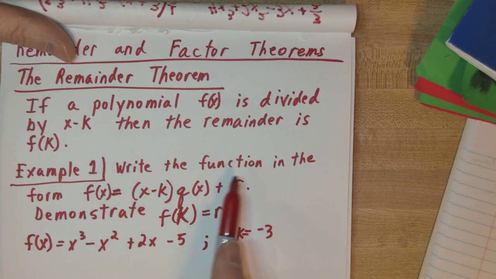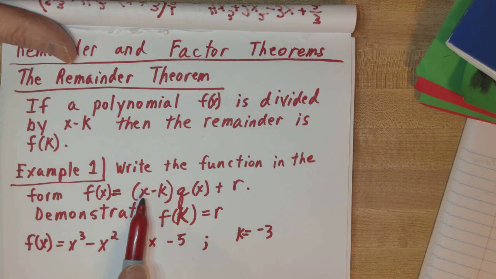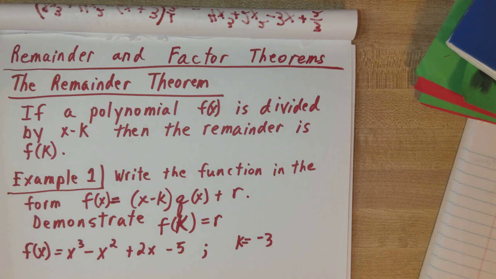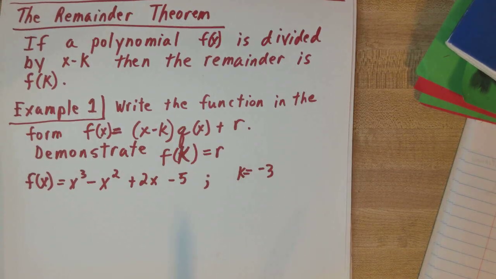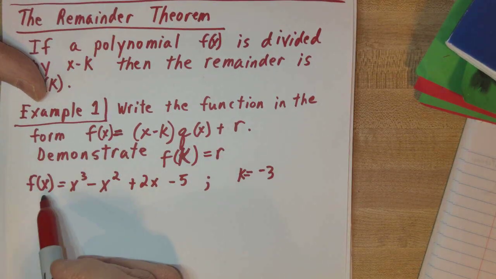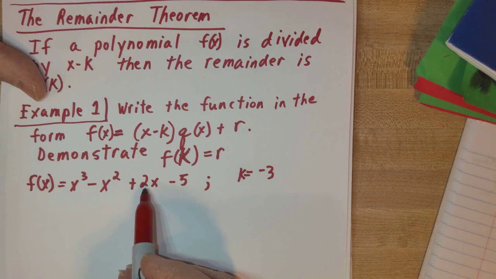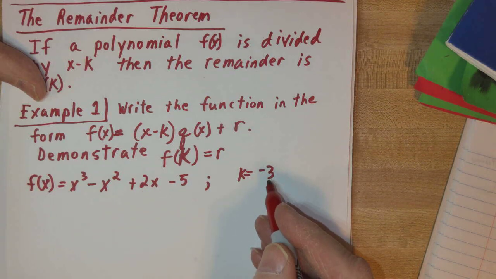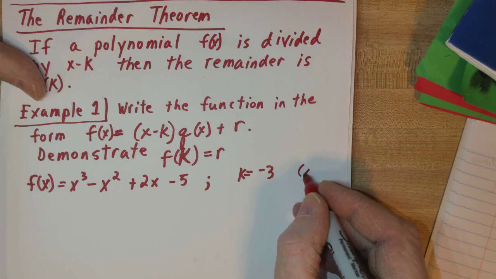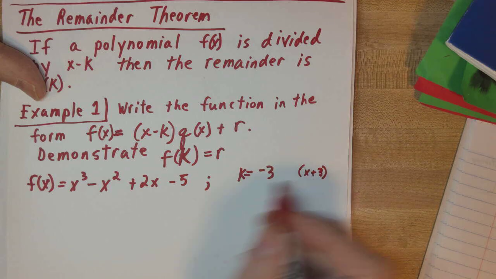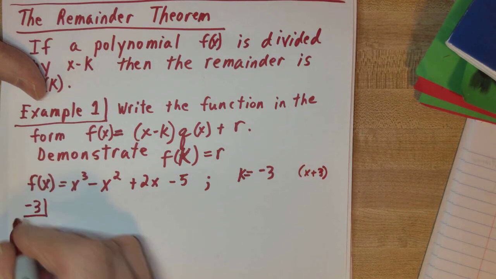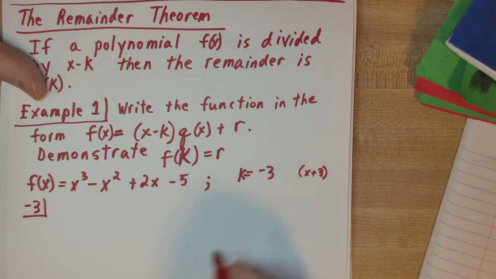Example 1. Write the function in the form f of x equals x minus k times q of x plus r. Then demonstrate f of k equals r. So, I've got f of x equals x cubed minus x squared plus 2x minus 5. I've got k equal to negative 3, so we are really dividing by x plus 3. That means the actual value here is what goes in the box. I'm going to set up synthetic division for this and use negative 3.